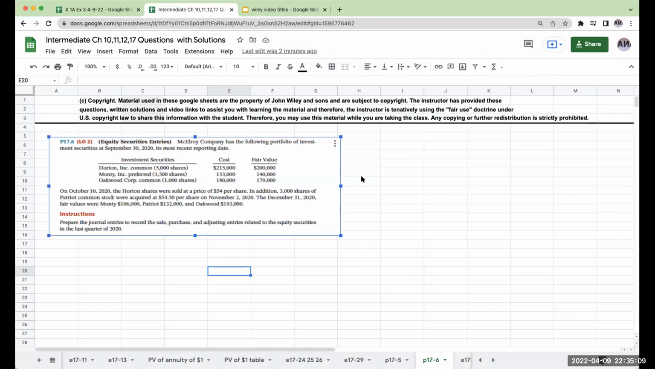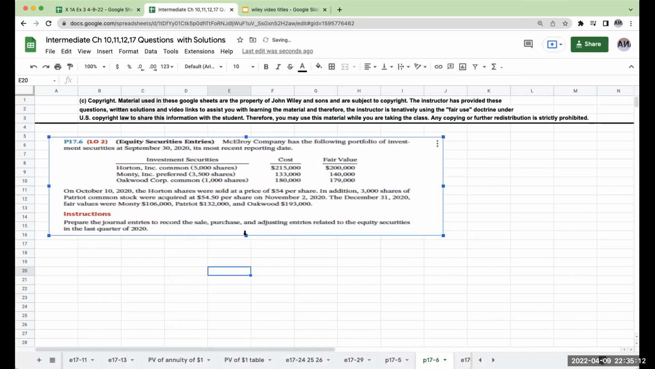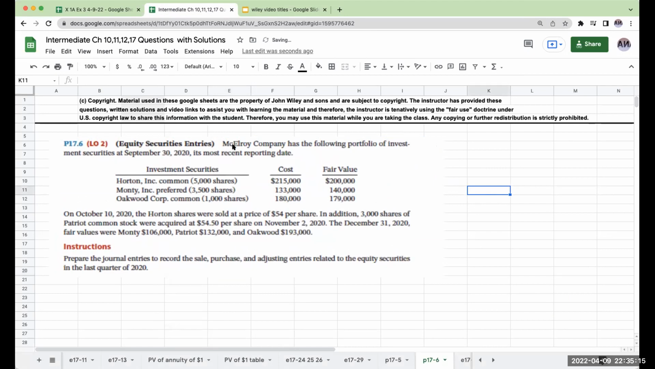Right over here, we've got problem 17.6. Before we get going, McElroy Company had the following portfolio of investment securities at September 30th, its most recent reporting date. So on 9/30/20, they had the cost of their securities of Horton, Monty, and Oakwood. HMO, look at that. Okay, so my fair value over here.